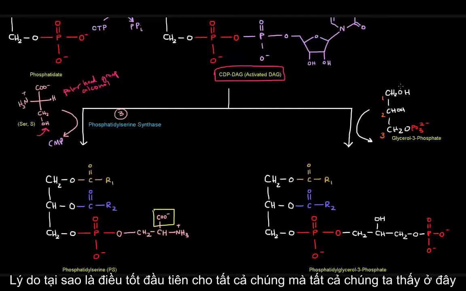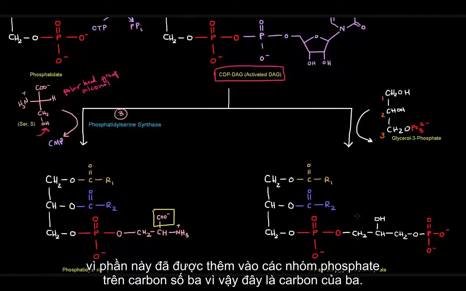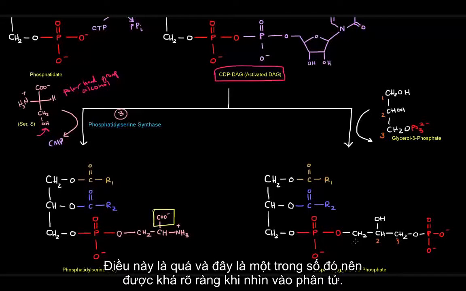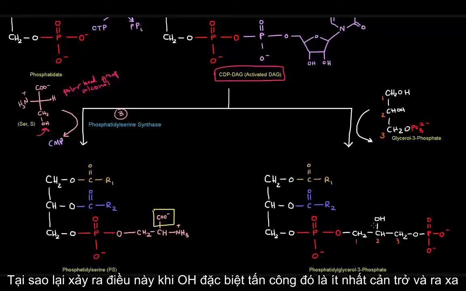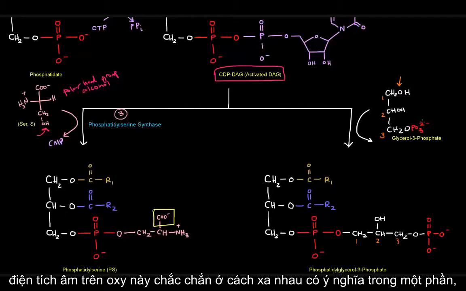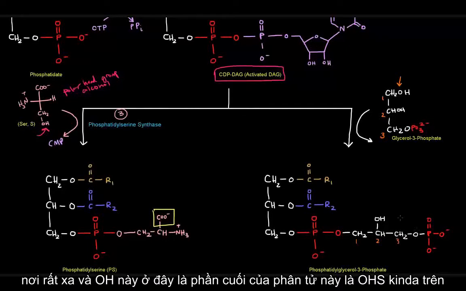Why is that? Well, first of all, we can see that here, because this portion that was added, the phosphate group, is on carbon number 3, so this is carbon number 3, this is 2, and this is 1. That should be pretty clear from looking at the molecule. But it should also make sense why this OH in particular attacked. It's the least hindered, and it's away from this negative charge. This negative charge and the negative charge on this oxygen definitely want to stay away from each other, which makes sense in the product while they're so far away.